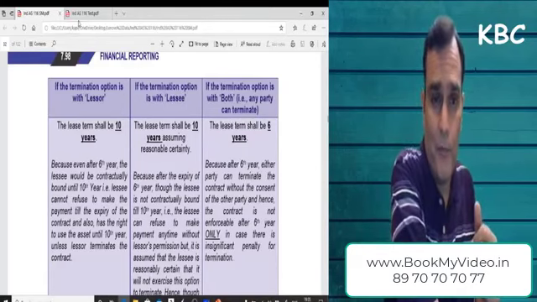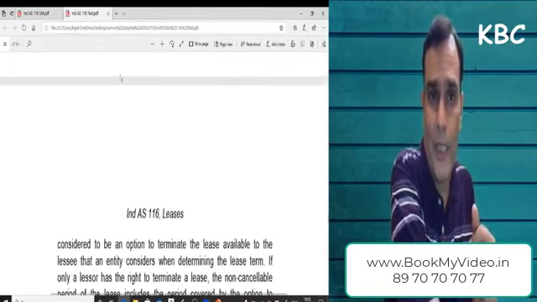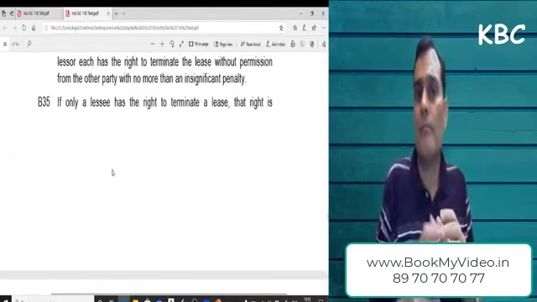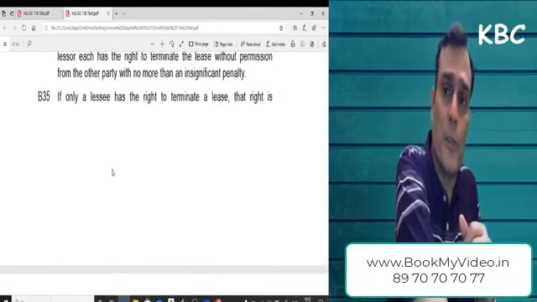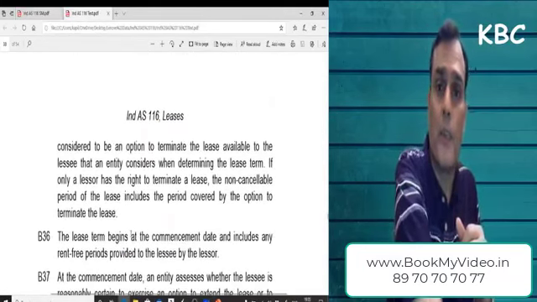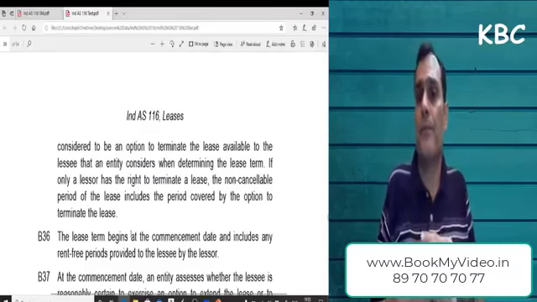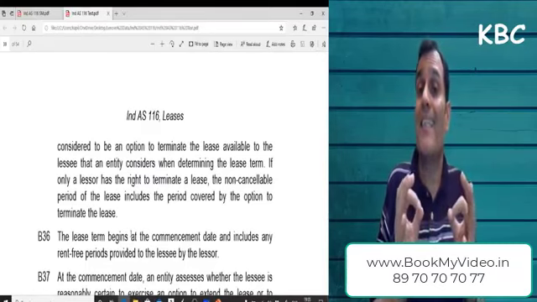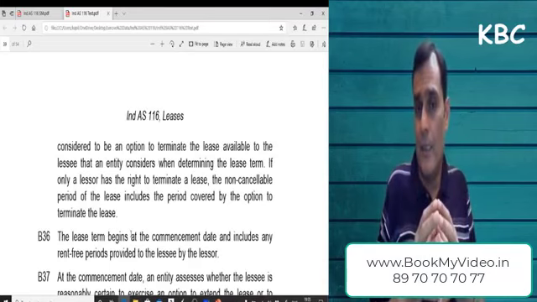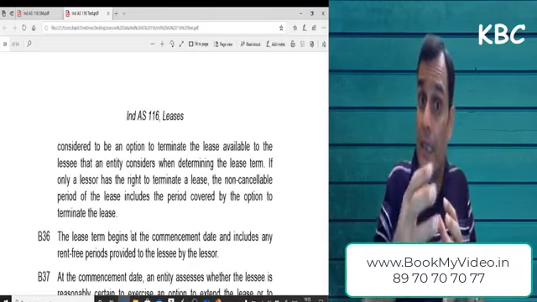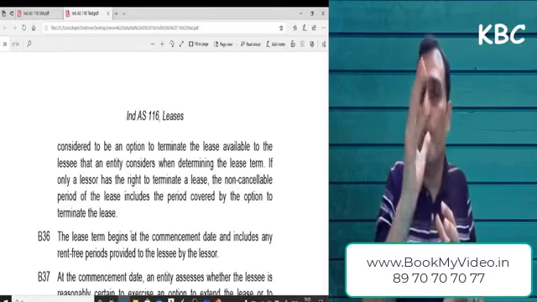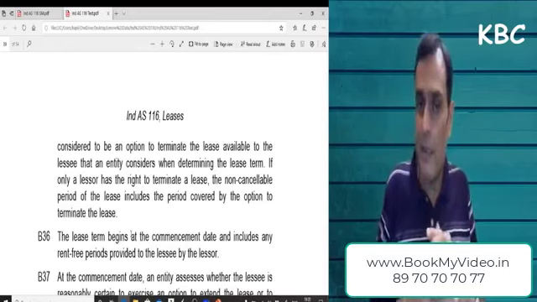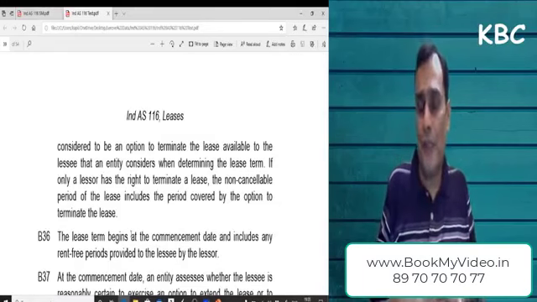So, para number B35, we want to look at the first line. If only a lessee has the right to terminate, that right is considered to be an option to terminate the lease available to the lessee that entity considers. So you need to consider, will he exercise the option? No, include the 4 years. Yes, exclude the 4 years.